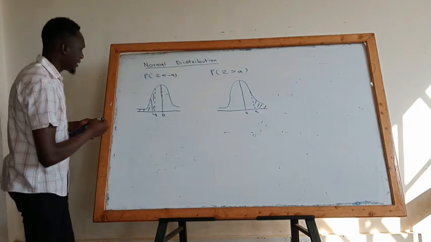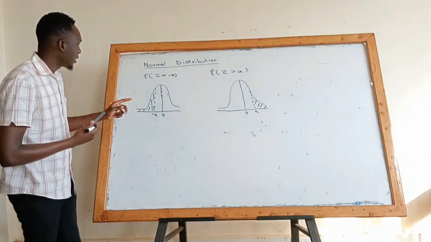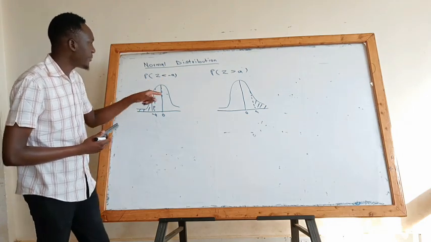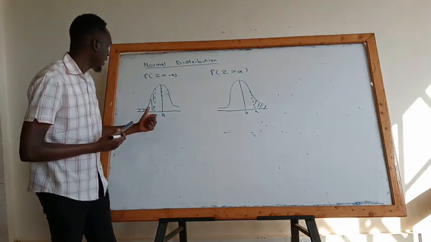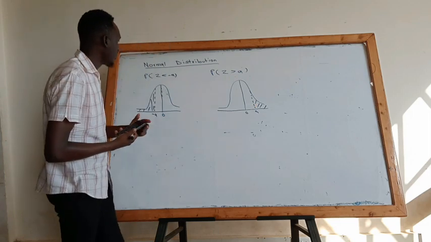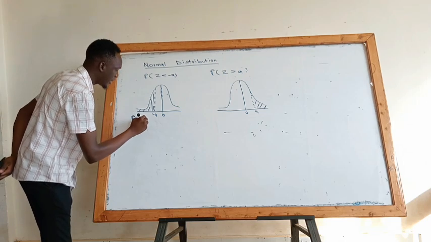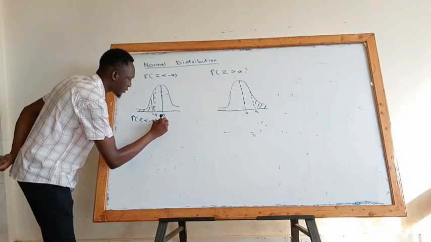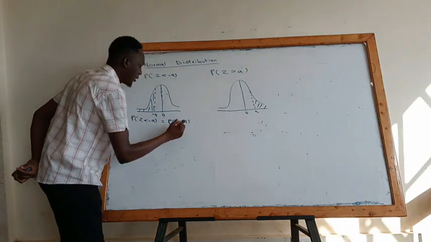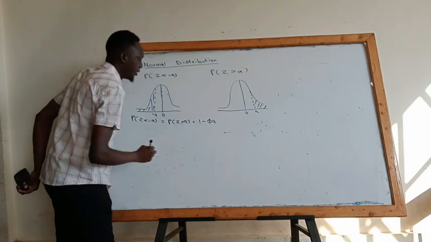Now we realize that since the normal distribution is symmetrical, the probability of Z less than negative A is the same as the probability of Z greater than A. The area from negative A to the left is the same as the area from positive A to the right, because of the property of symmetry. Probability of Z greater than A is always 1 minus phi of A.